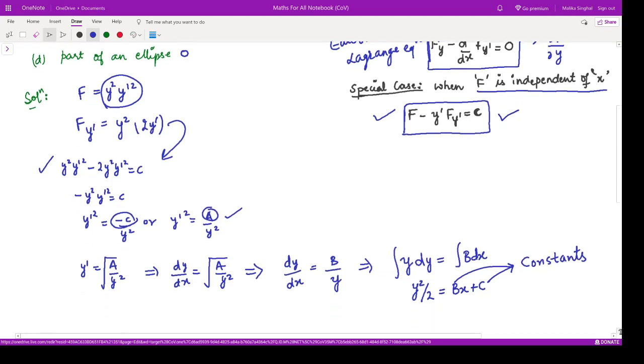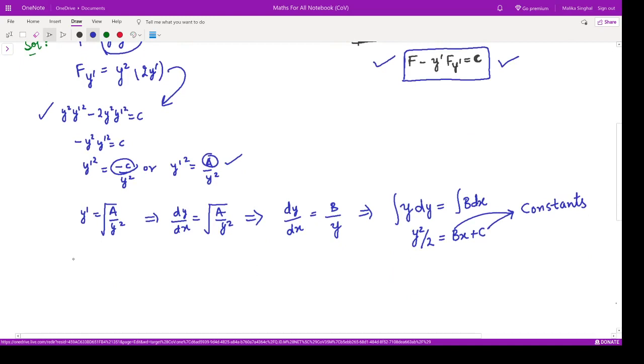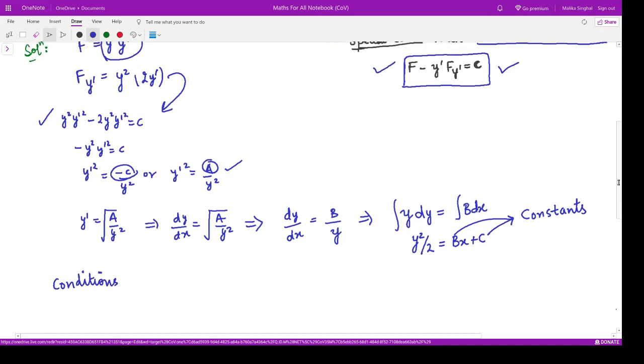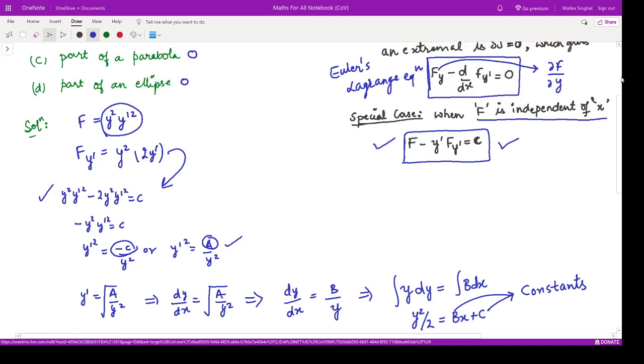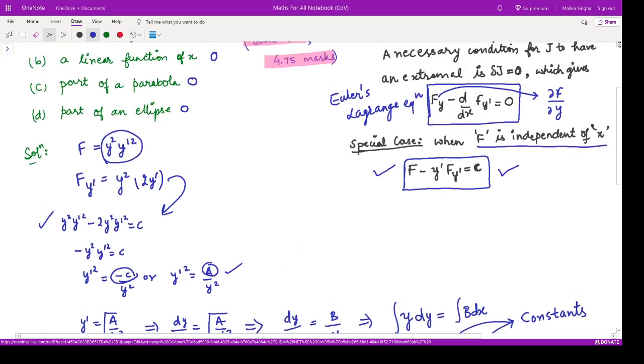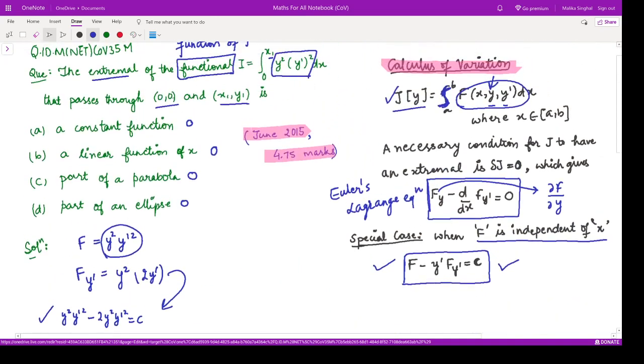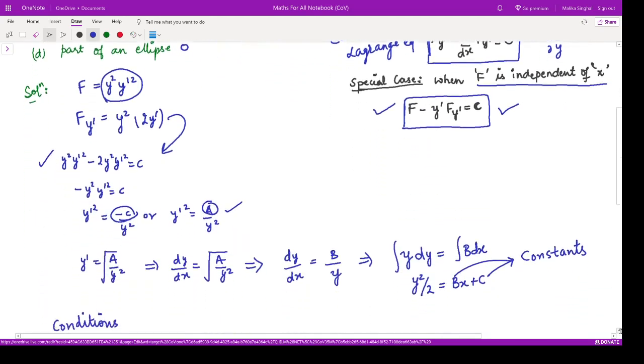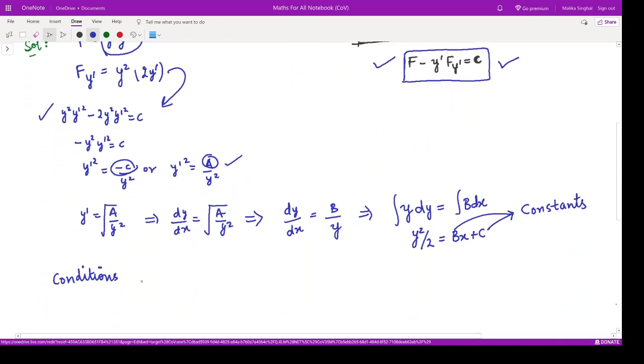So how can we determine these constants? We have to make use of the conditions given in the question. So what conditions are given in our question? Let us have a look. We are given that the extremal passes through these 2 points. So the curve y satisfies these 2 points.